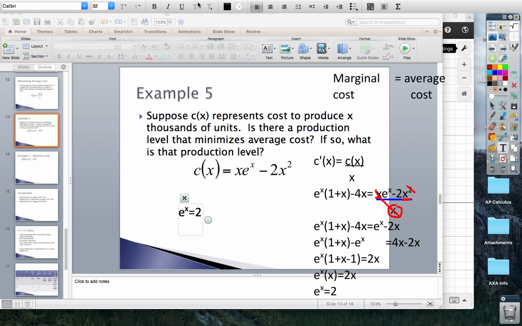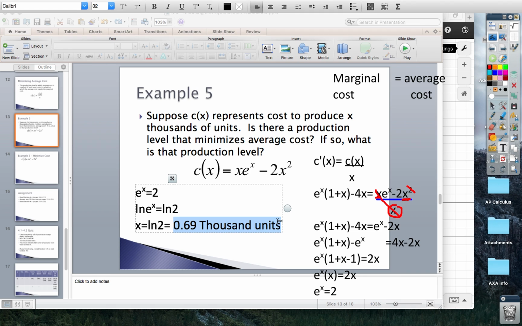If you remember, the opposite of e to the x is ln. So we have ln of e to the x, but we have to do ln to both sides. So we have ln 2. And therefore we're left with x equals ln 2, which is approximately 0.69, which is 0.69 thousand units. Now we can go further and put this into a much cleaner, better looking number, but we don't need that. So we're going to stop there.